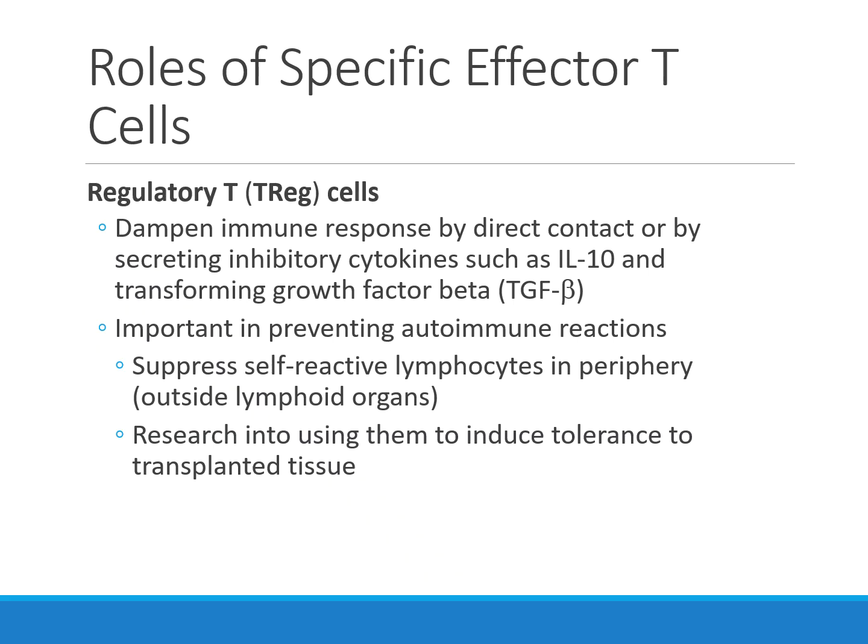So once your immune system has won the battle, we need to take that mass army that we made out. We don't need all of those extra soldiers in there fighting all the time. If they continue to stay active, then they start attacking healthy tissue, and that's the basis for an autoimmune reaction. They suppress the self-reactive lymphocytes in the periphery, that's the ones that are outside of your lymphoid organs. Research into this is trying to induce tolerance in transplanted tissue, so when people have transplants, they don't have a rejection.